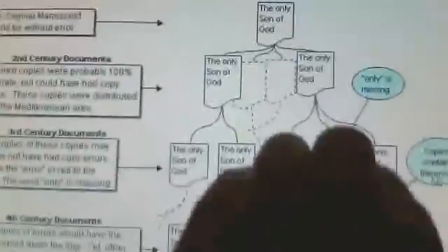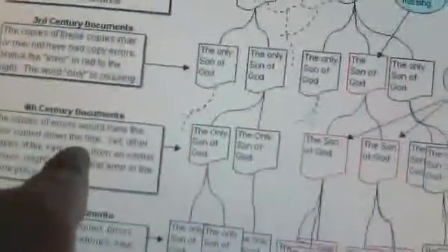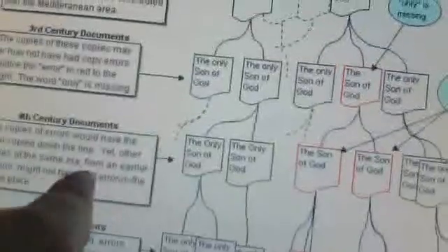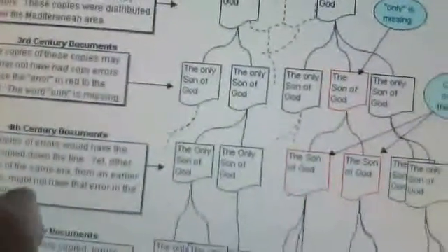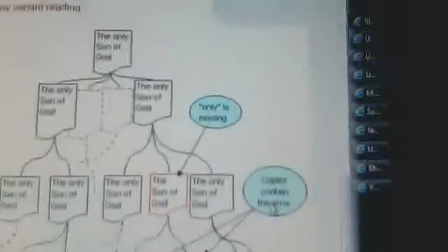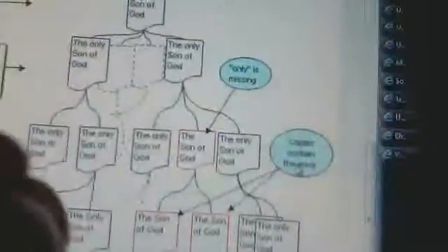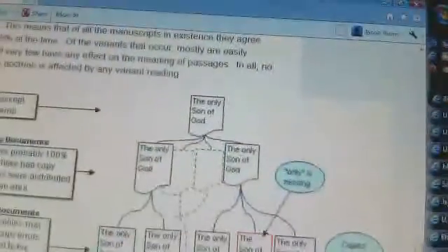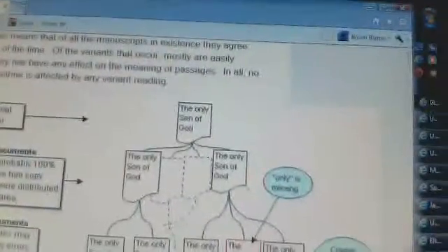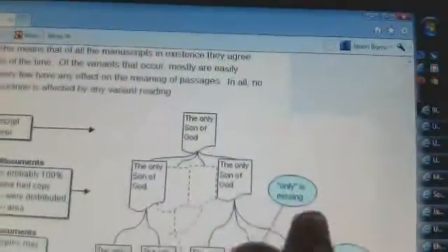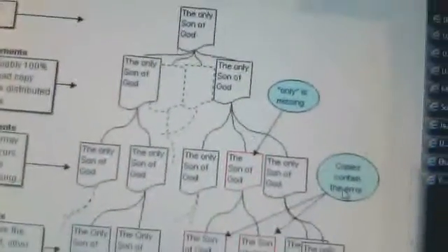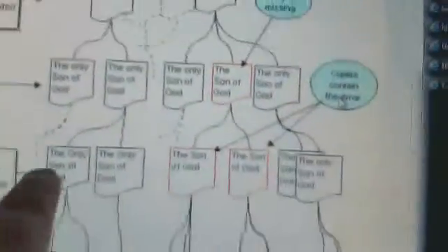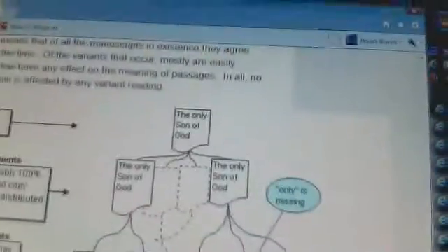So then you go into the 4th century documents. The copies of errors would have the error copied down the line, yet other copies of an earlier version might not have that error in the same place. Now, how can we work out these differences? Well, if you notice, in the 2nd century here, everything's okay. In the 3rd century here, maybe an error in one manuscript, say the word only is missing, the only Son of God. But these manuscripts here are doing okay.